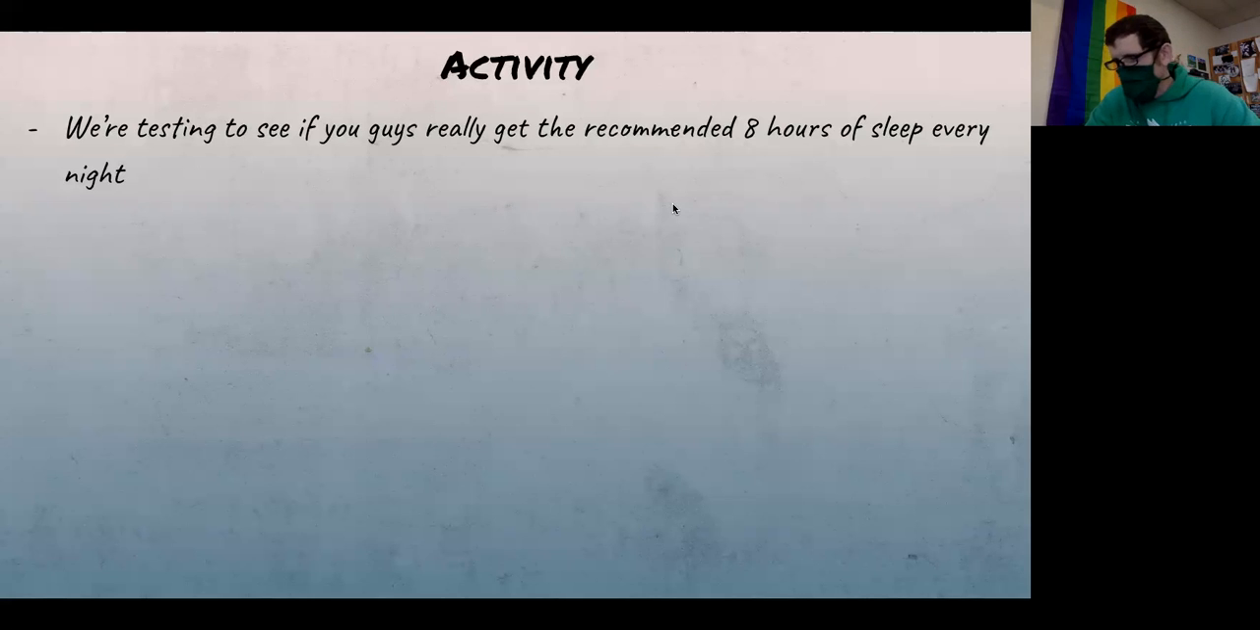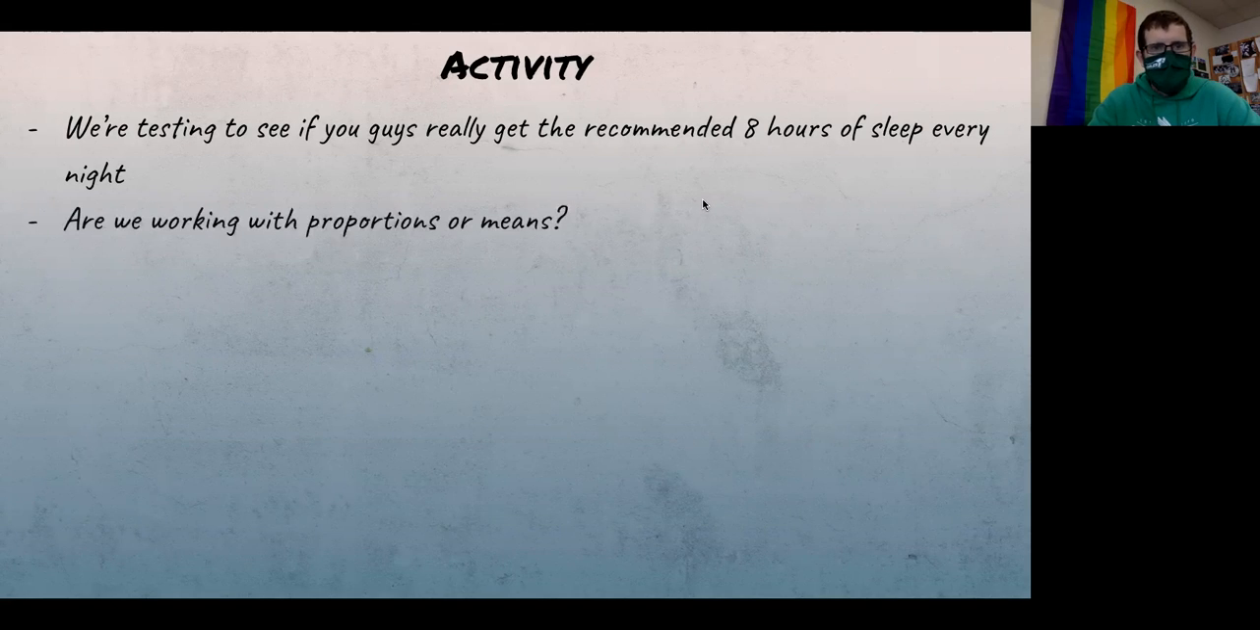So having our numbers now, we're going to test to see if you really get the recommended 8 hours of sleep every night. And the first question, are we working with proportions or means? We are working with means. We're looking at the average of all of the sleep, the sample mean, and we're going to see how that compares to the average that you're supposed to get.